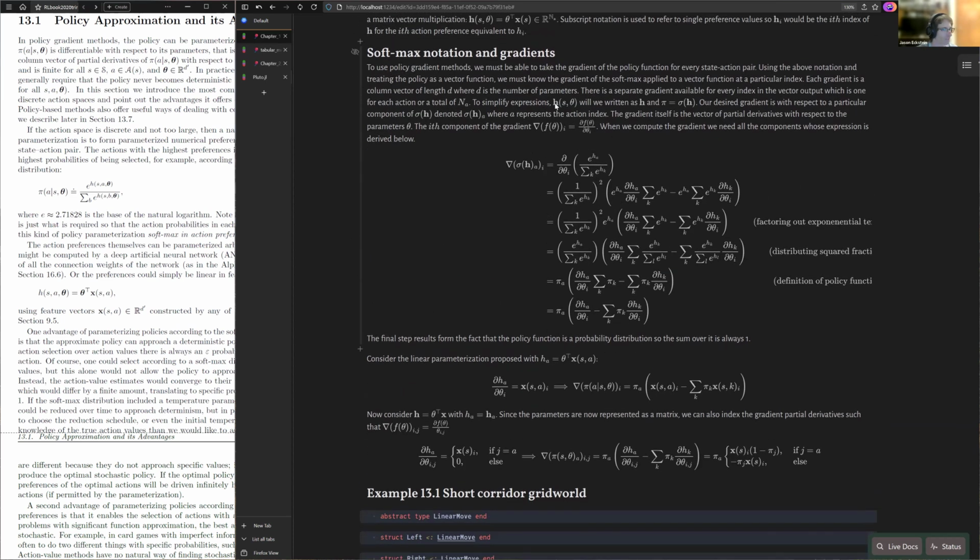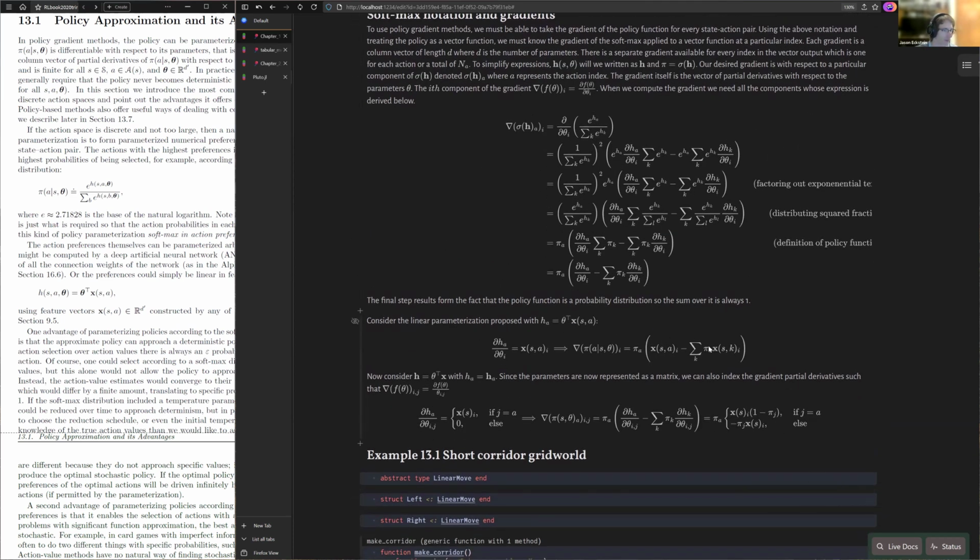Okay, so there's just a little bit of calculus and algebra, but we're going to end up using both of these expressions later. And then this is the general expression for the gradient, where there's no restriction on the function that calculates h here.